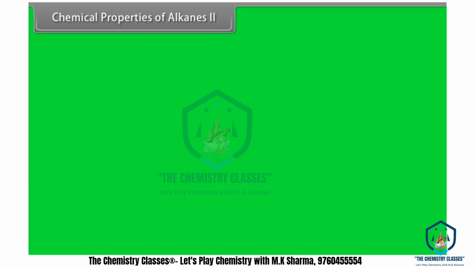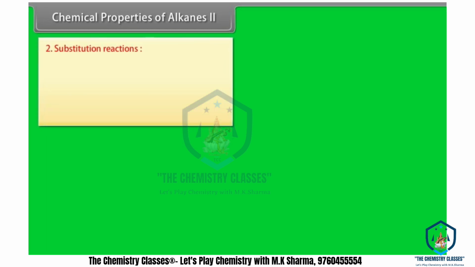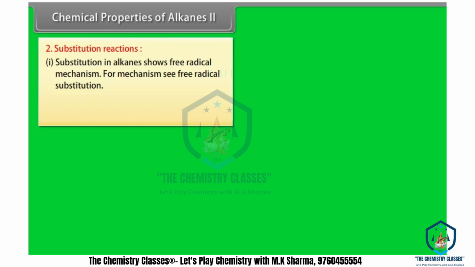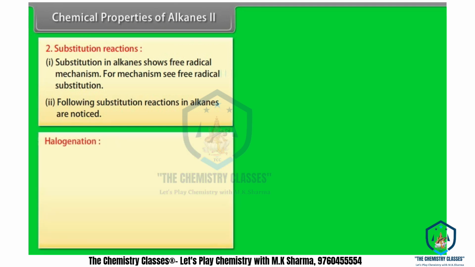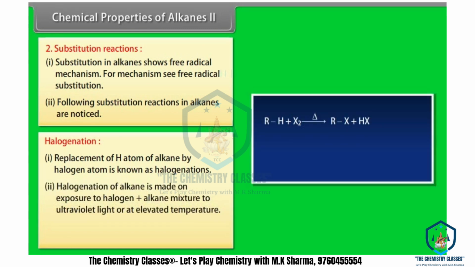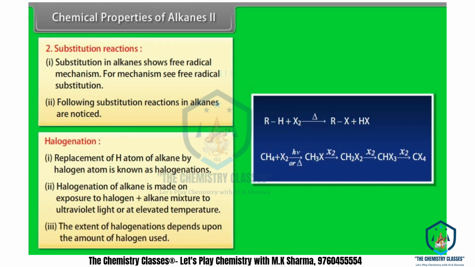Chemical properties of alkanes, part 2. Substitution reactions. Number 1. Substitution in alkanes shows a free radical mechanism. For the mechanism, see free radical substitution. Number 2. The following substitution reactions in alkanes are noticed. Halogenation. Number 1. Replacement of a hydrogen atom of an alkane by a halogen atom is known as halogenation. Number 2. Halogenation of alkanes is carried out on exposure of a halogen plus alkane mixture to ultraviolet light or at elevated temperature. Number 3. The extent of halogenation depends upon the amount of halogen used.